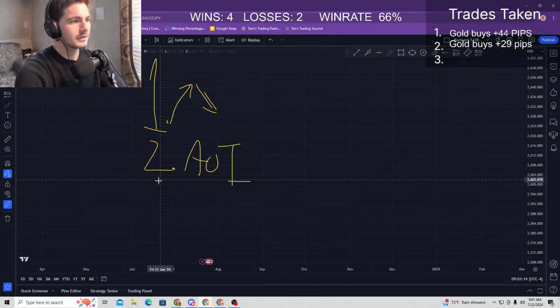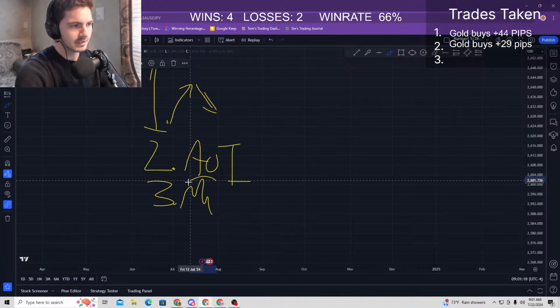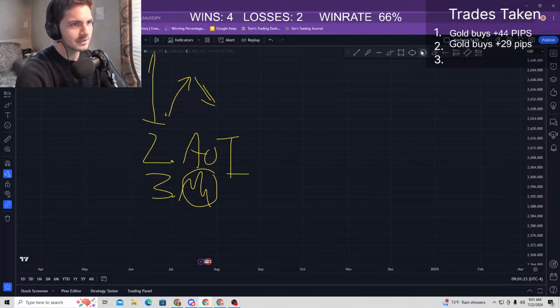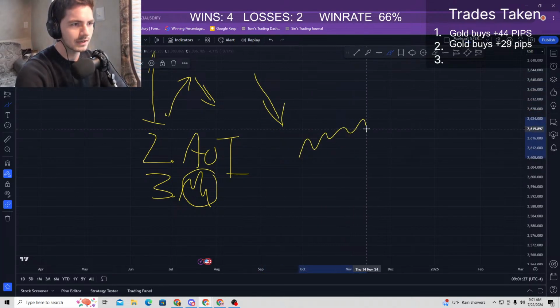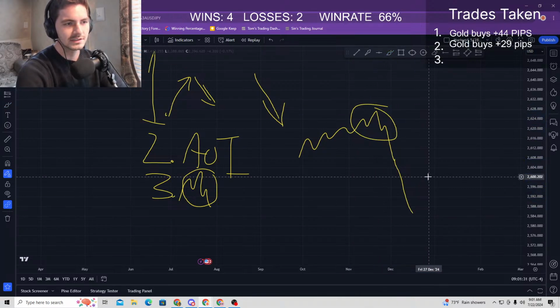3 is my entry. I have to make sure it's a change of character. Something like this. That lets me know that if we're overall bearish and we got a pullback up, that lets me know that the momentum died and that we're going to start changing.